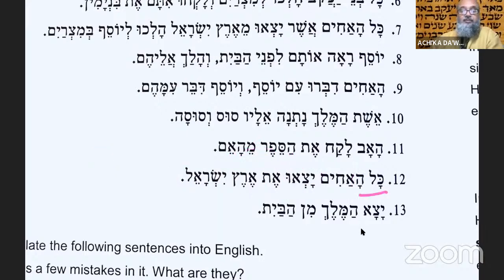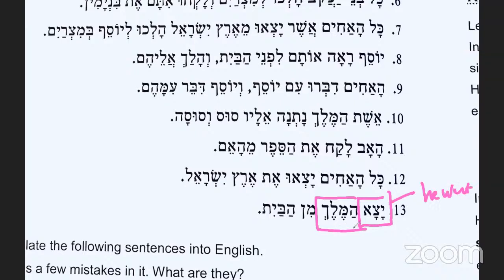Yatza means to go out. Out what? What is ha? The. What's the melech? King. So it is three letters right here. Is this masculine or feminine? Masculine. It's masculine because you're talking about the king. So really this would be not just went out, it would be he went out, the king.